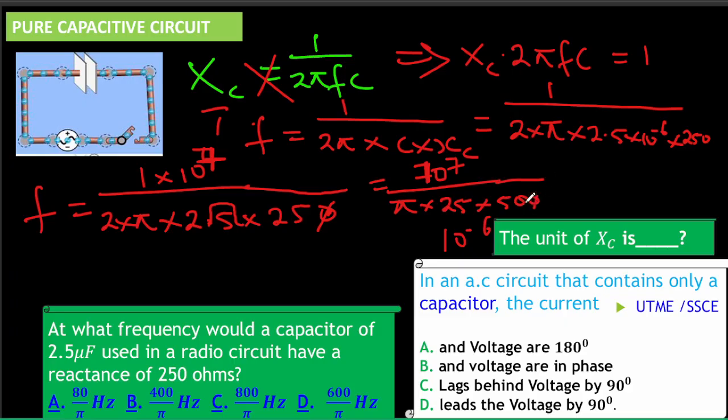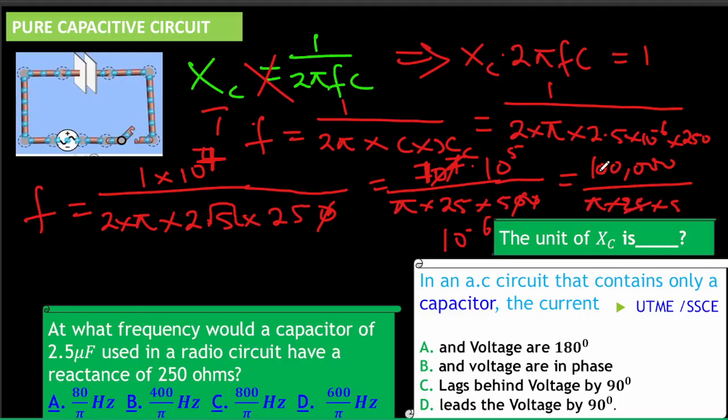Cancel 0, and then cancel 2 zeros up here, so that this one becomes 10 raised to power 5. I hope you can understand that. So we have 100,000 all over pi times 25 times 5.